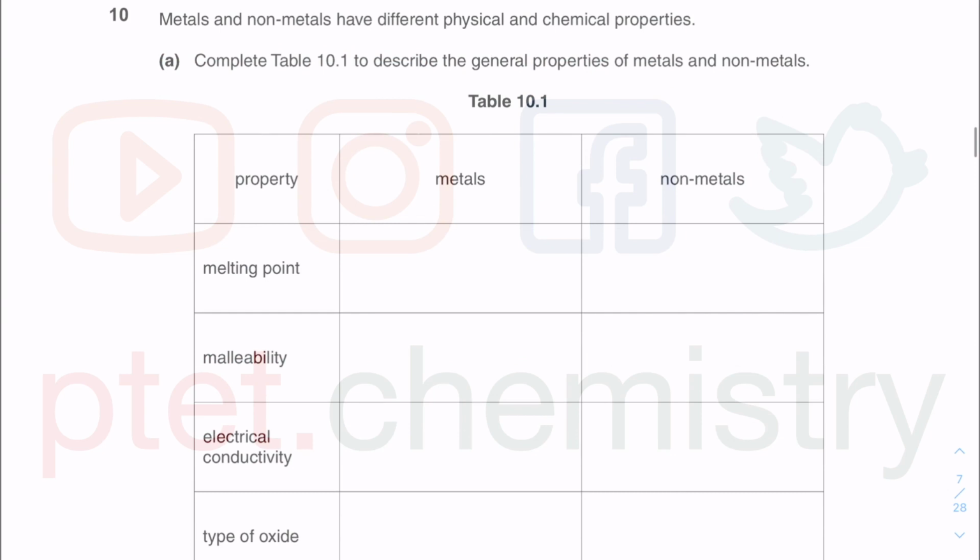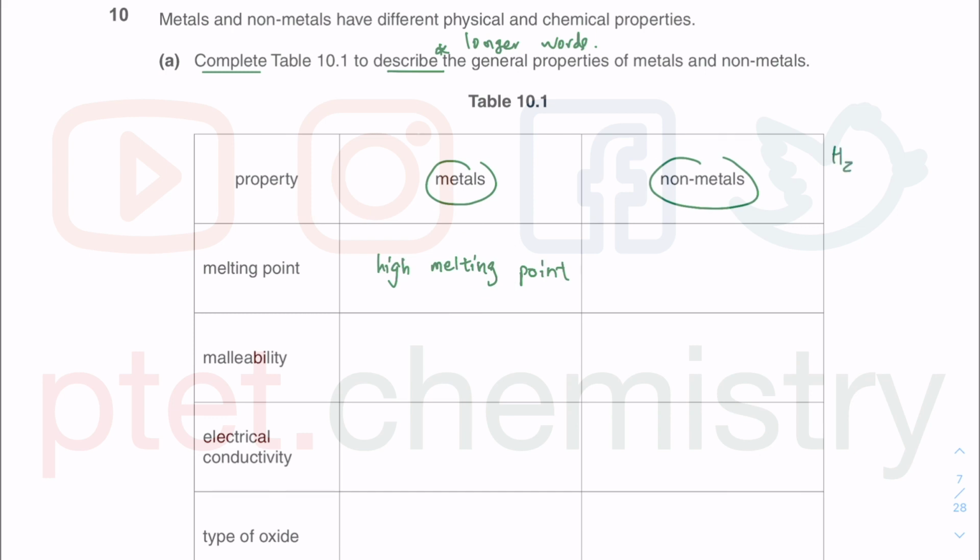In the next page, this is again about metals and nonmetals. So you've got to complete this table to describe. Describe means longer words. You cannot just use simple words. Let's see, metals, high melting and boiling point. So high melting point here. As you know, metals are mostly solid. In fact, all metals are solid except for liquid mercury. But most metals are solid, therefore they have high melting point.